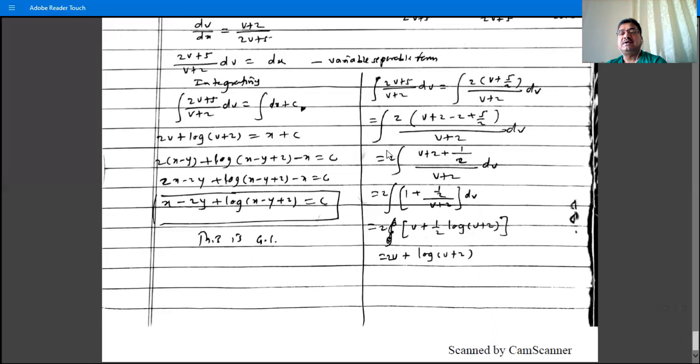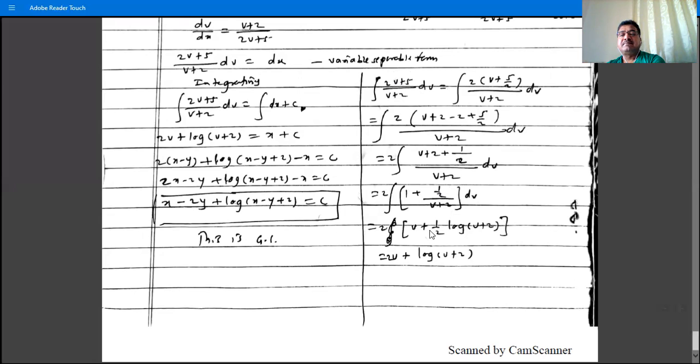And then take this 2 as a constant common outside the integration. So (v plus 2), and this minus 2 plus 5 by 2 becomes minus 4 plus 5, which means plus 1 by 2. We have plus 1 by 2. And then separately dividing by this (v plus 2): (v plus 2) divided by (v plus 2) is 1, plus 1 half divided by (v plus 2). So this is the partial fractions or factorization of this (2v plus 5) divided by (v plus 2): 1 plus 1 half of 1 over (v plus 2).